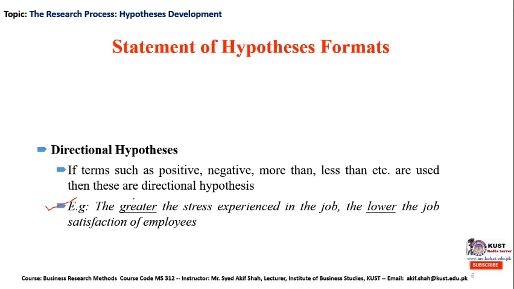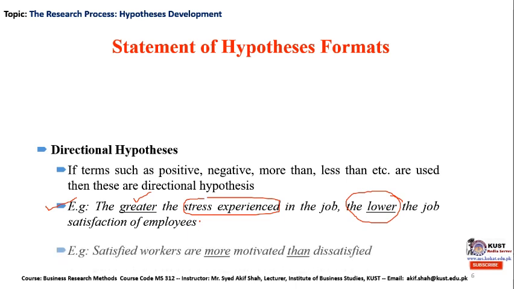Now we can see that the word greater is giving us a direction: when there is a high level of stress experienced by the employee on the job while working in a particular organization, they will have a lower level of job satisfaction. So we can imagine and judge a positive direction between the dependent and independent variable of our interest. Now this statement is in a testable form, therefore we can say it is a directional hypothesis.